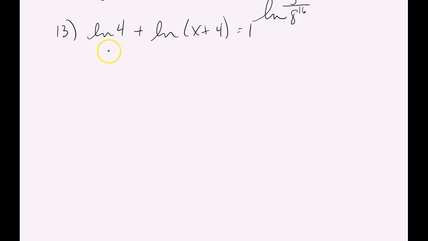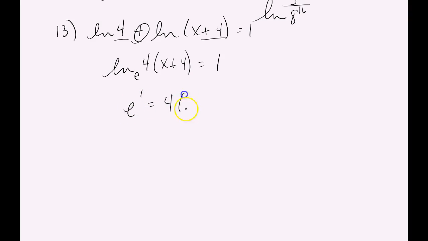Okay, so we're trying to solve for x, which means I need to use my rules. First of all, when I see a plus here, that means I get to multiply the things inside, right? So I'm going to suck these together with multiplication, and then to solve this, this is where you have to understand you can't do anything here. You have to know, oh yeah, that's that invisible base e thing, and so this is really e to the first equals 4 times x plus 4, okay?